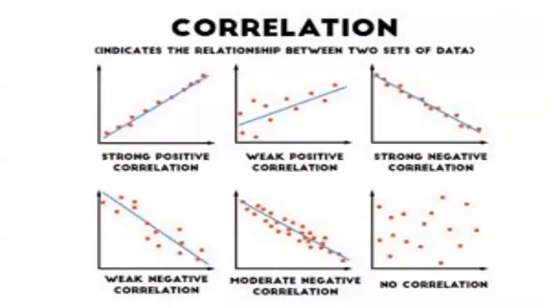Now here are the degrees of different types of correlation. This slide should have been earlier, but it is here now. When the points lie on the straight line, there will be strong positive correlation. When the points are away from the straight line, it will be weak positive correlation. When the line is negatively sloped and the points are lying on it, there will be strong negative correlation. When the points are away from the negatively sloped line, it will be weak negative correlation.